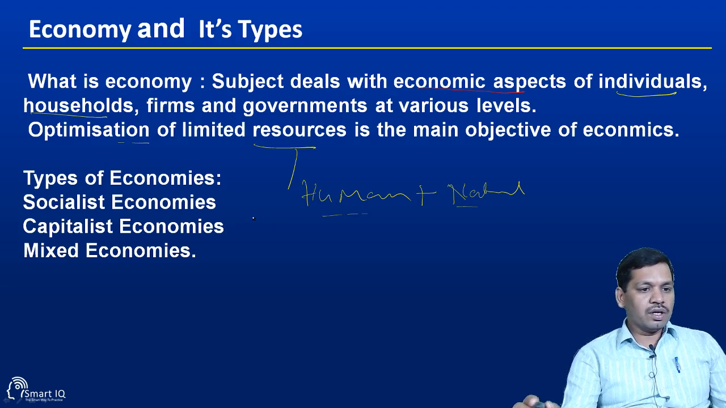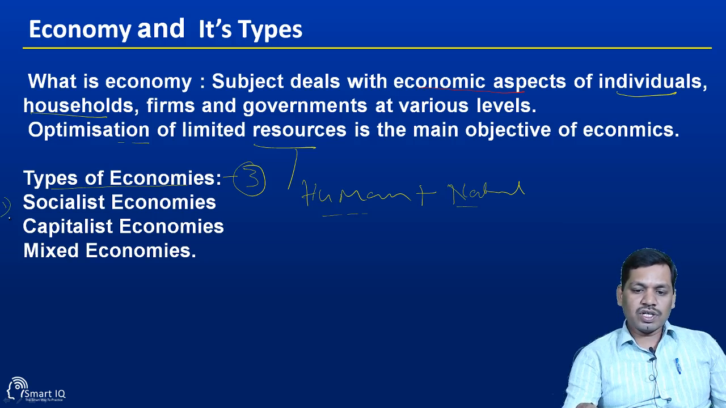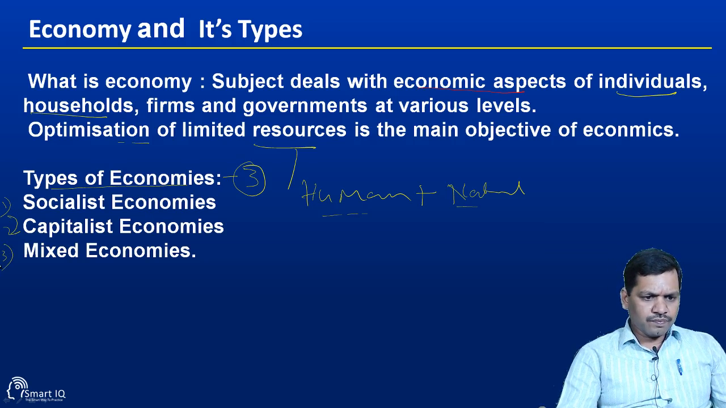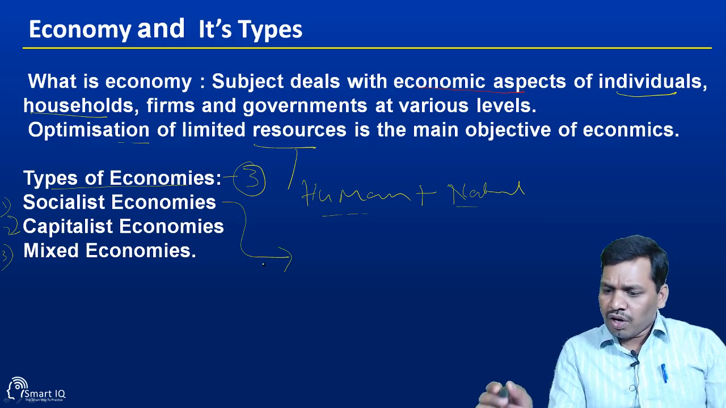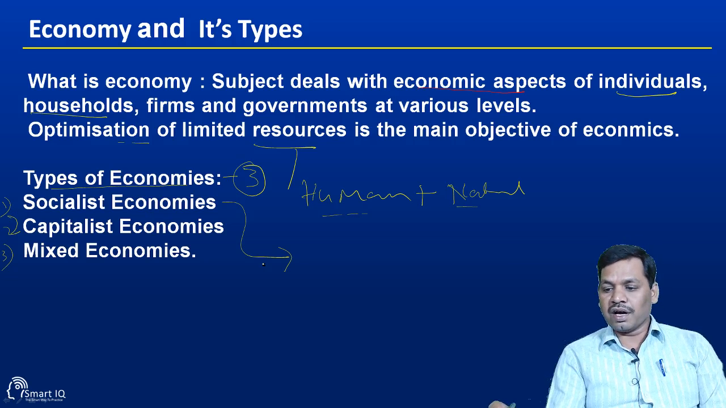Let me move on to the types of the economies. So the entire world's economies are bifurcated into 3 categories. One is socialist economy, the second one is capitalist economy, the third one is mixed economy. The world economies are bifurcated into 3 categories based on this criteria.